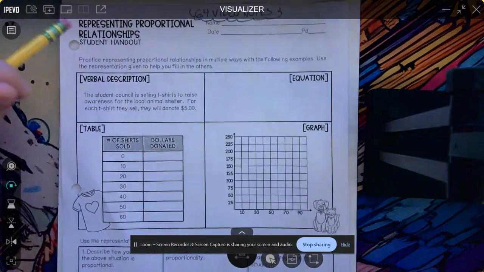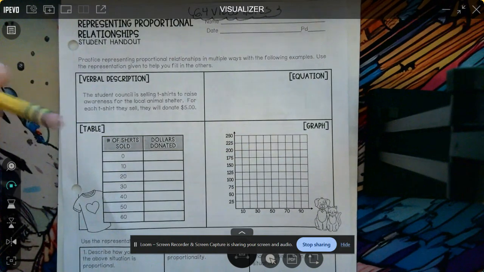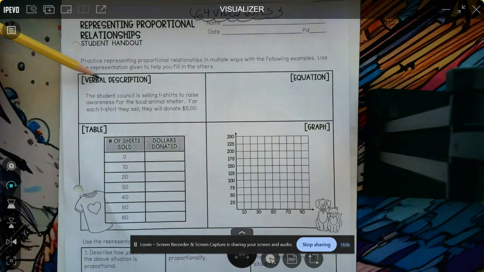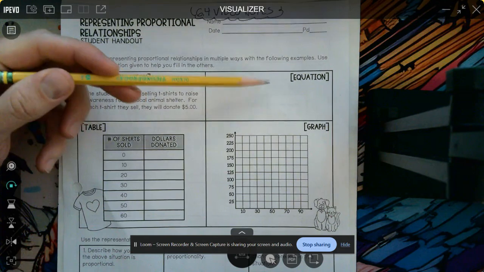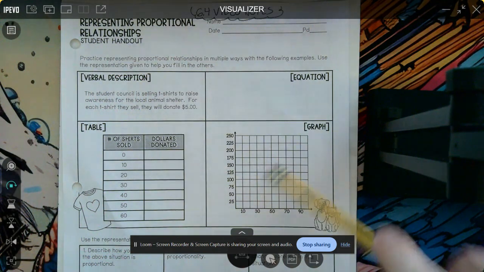Hey guys, welcome to 6.4 video notes where we're going to be looking at different representations of a proportional relationship. So we're going to start with the verbal description, and then we're going to see the equation, and then how can we transfer that information into a table and then a graph.